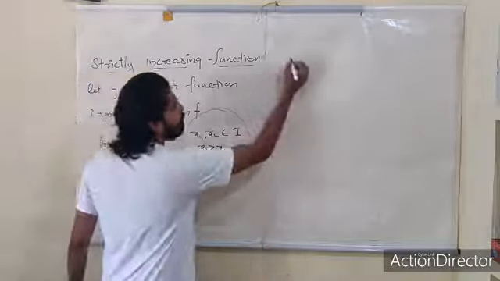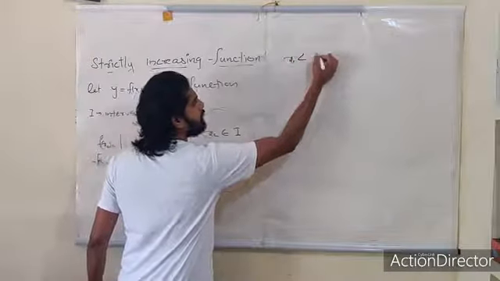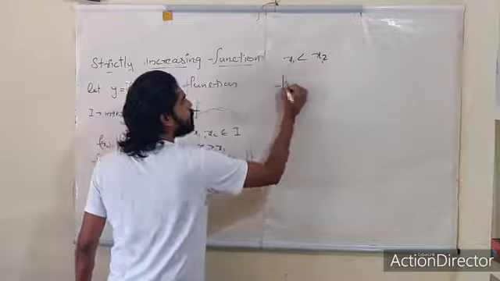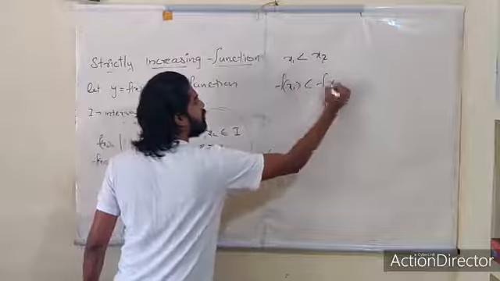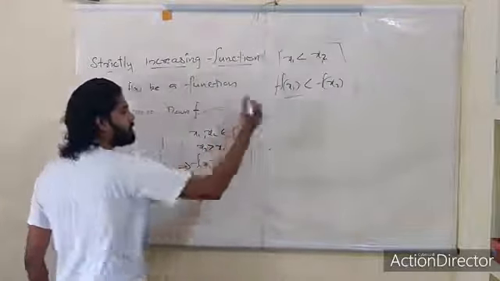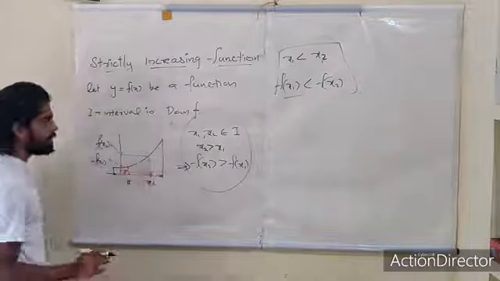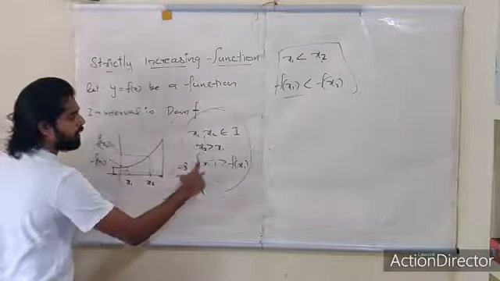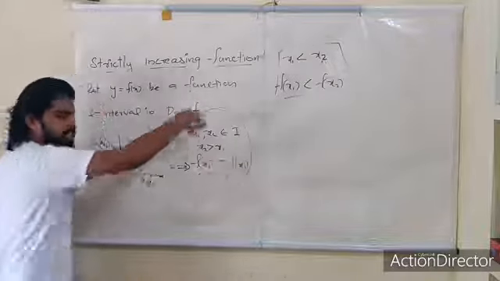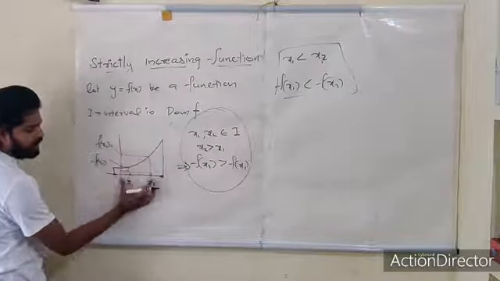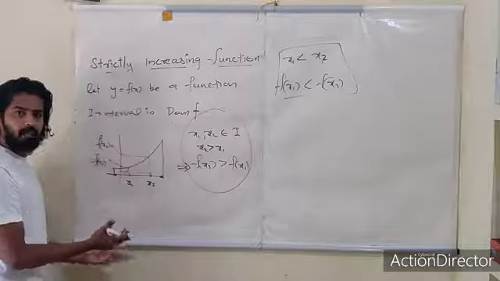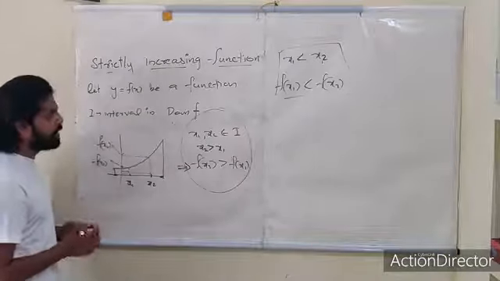We can say it in this manner also: if x1 is less than x2 and f of x1 is less than f of x2, then this is also a strictly increasing function. Both say the same thing, right? x2 greater than x1, f of x2 greater than f of x1. x1 less than x2, f of x1 less than f of x2. Both are the same. So it represents the same graph, and this is also a strictly increasing function.